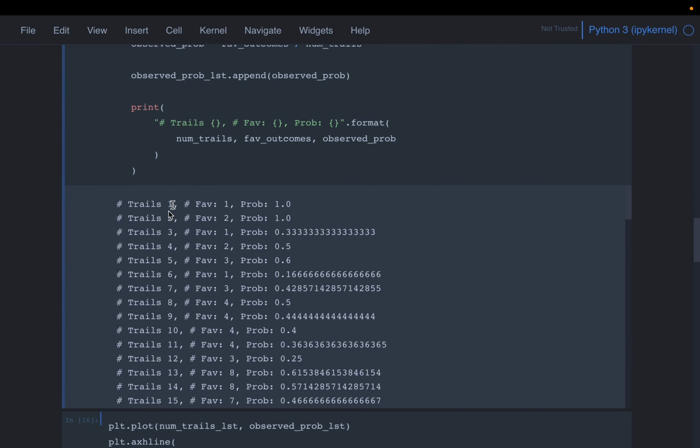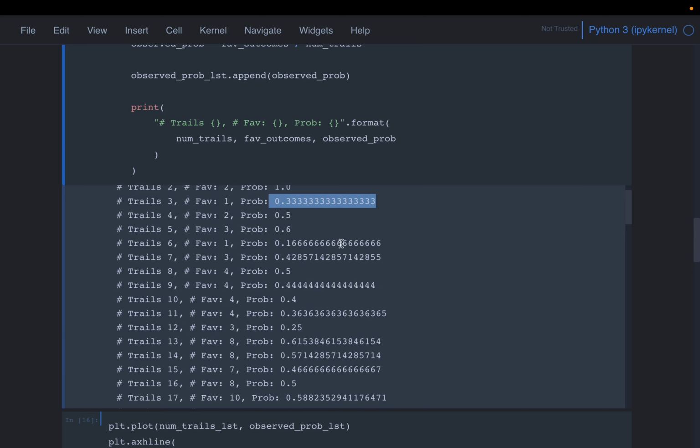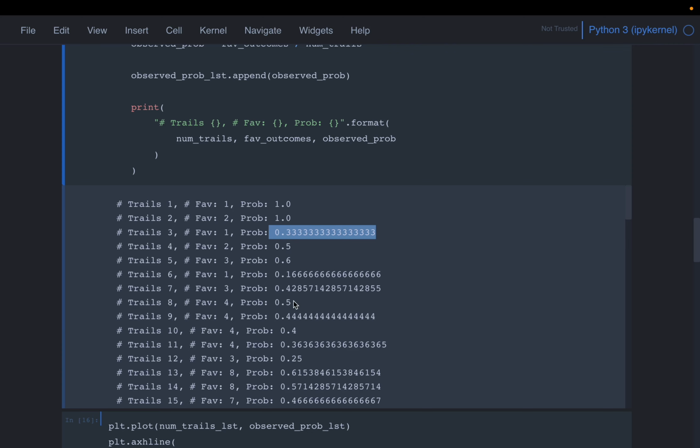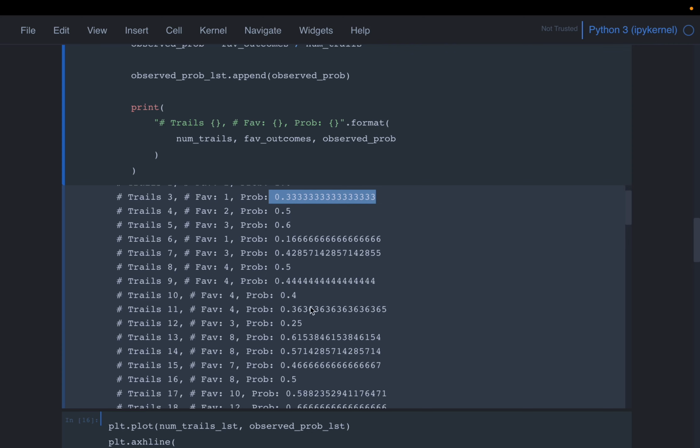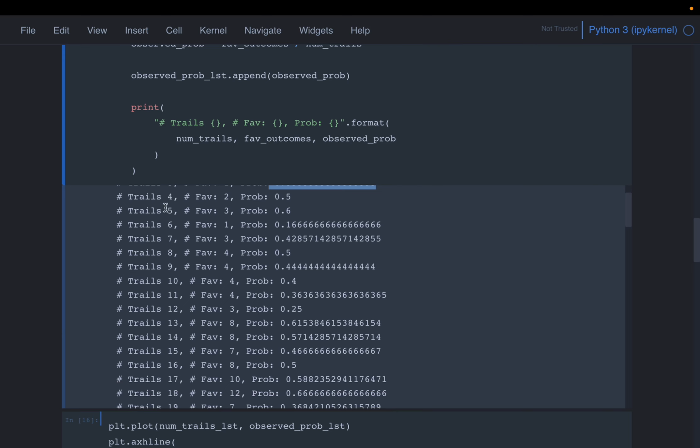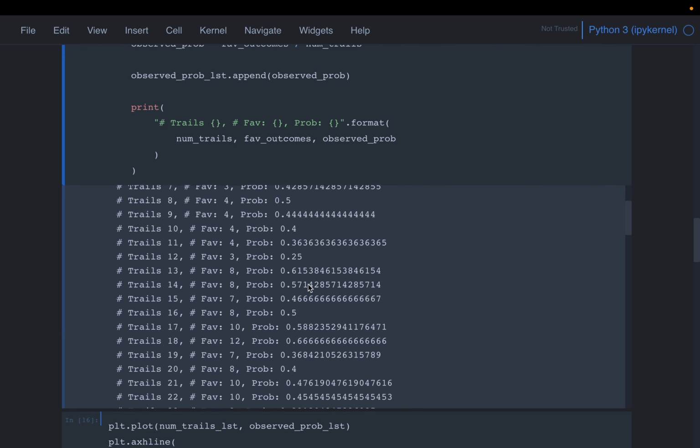In the first experiment, we did only one trial and that happened to be a hit. The probability is 1. In the second experiment, we flipped the coin 2 times and both happened to be hits. So again, the probability is 1. In the third experiment, we flipped the coin 3 times, but we got only one hit. The probability is 0.3. So as you can see here, this probability fluctuates quite a lot depending on how many times we flip the coin, right?